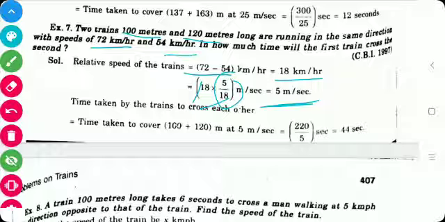So here the time taken by the trains to cross each other is equal to the time taken to cover 100 plus 120 at 5 meter per second. So time is equal to distance upon speed. So distance is 220, as 100 plus 120 is 220, divided by speed 5. So it is 44 seconds.